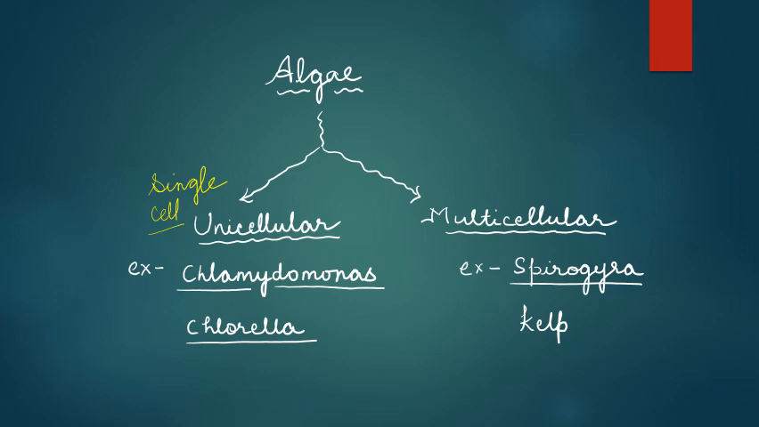The examples for unicellular algae are Chlamydomonas and Chlorella. Then there are some algae which are multicellular, meaning their entire body is made up of a number of cells. Such algae are called multicellular algae. The examples for multicellular algae are Spirogyra and kelp.